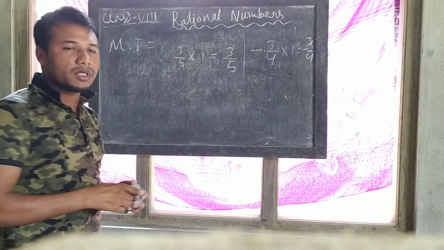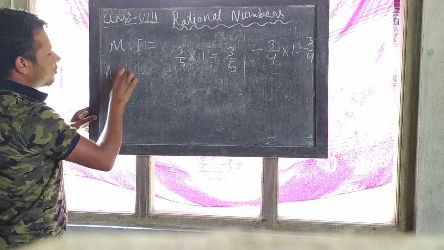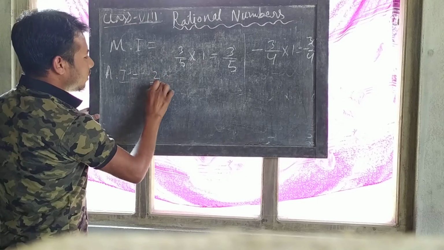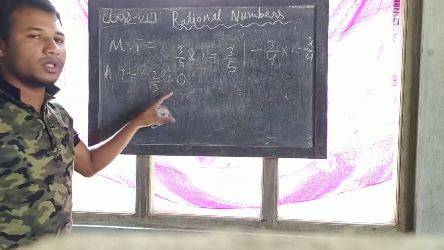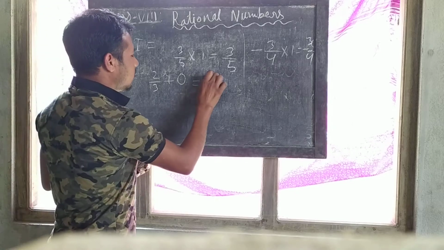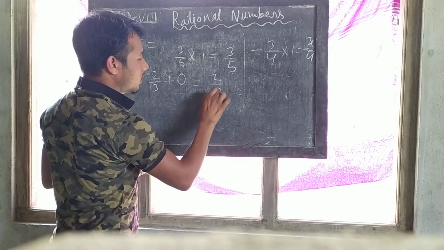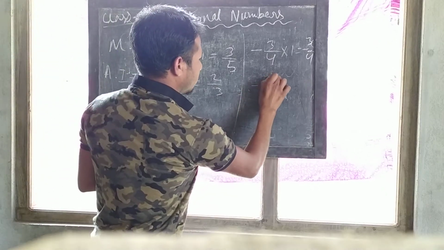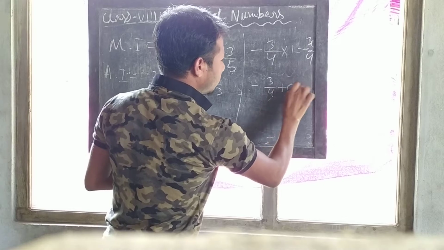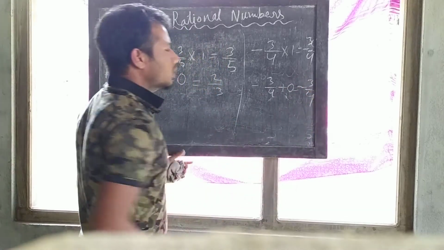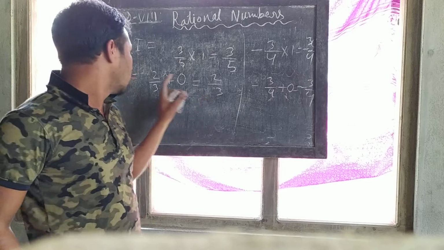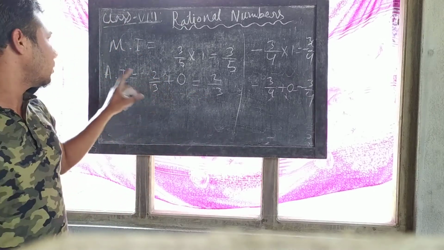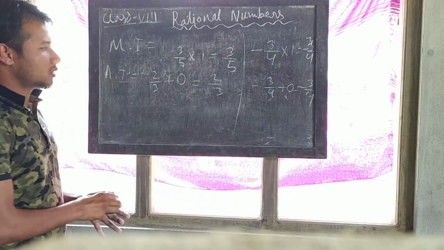And what is additive identity? In short, I am writing AI. Additive identity. Suppose 2 by 3 plus 0. If we add 0 with any rational number, the result will be the same number, whether it is positive or negative. You can write one negative: minus 3 by 4 plus 0 equals minus 3 by 4. So if we add 0 with any rational number, the result will be the same number. Therefore 0 is called the additive identity of rational numbers.